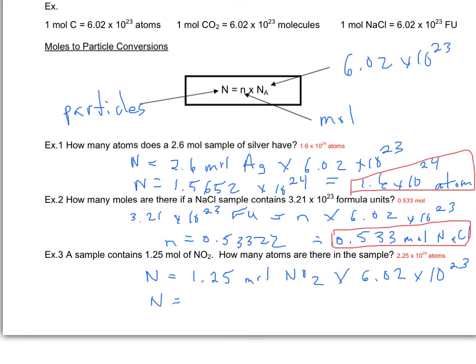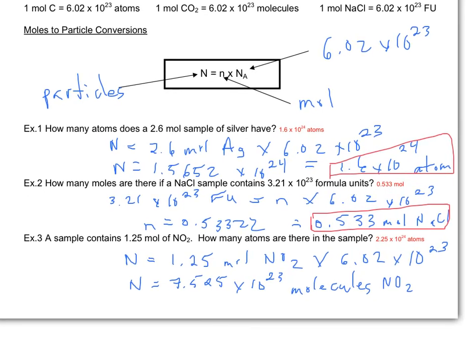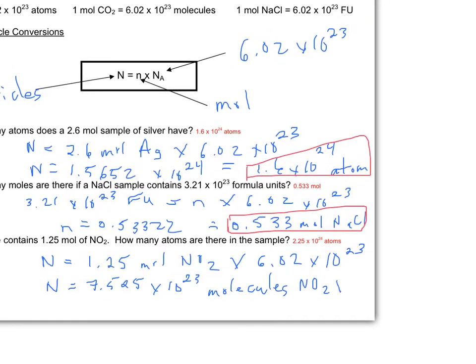my calculator tells me I'll have 7.525 times 10 to the 23 molecules of NO2. Now you notice that doesn't answer the question. The question asks me how many atoms are there. So because it's asking me about a different type of particle, I have to use a conversion factor. I'm going to times by what I want, atoms, and divide by what I already have, molecules of NO2.